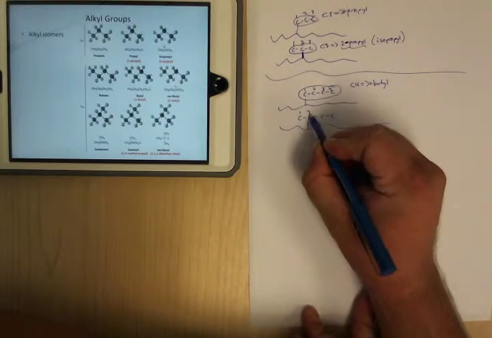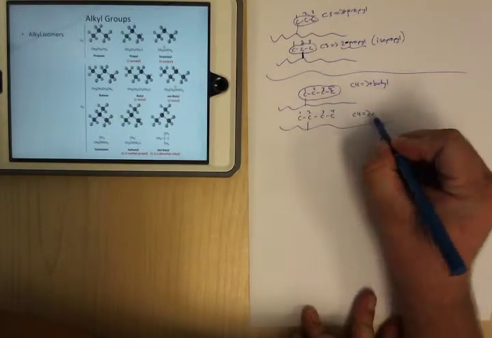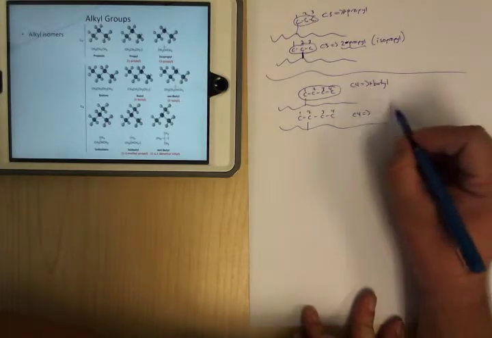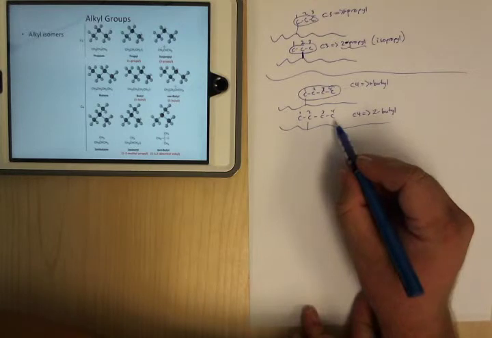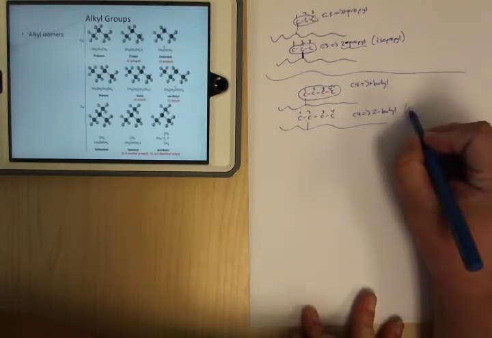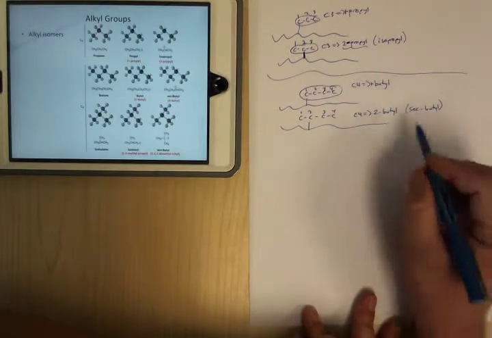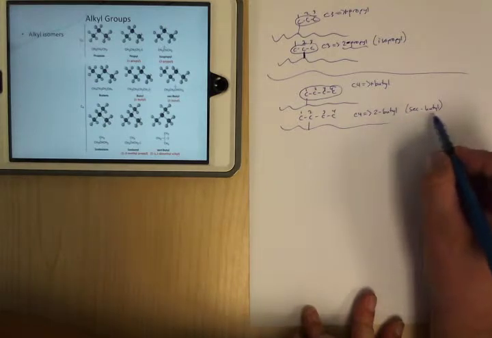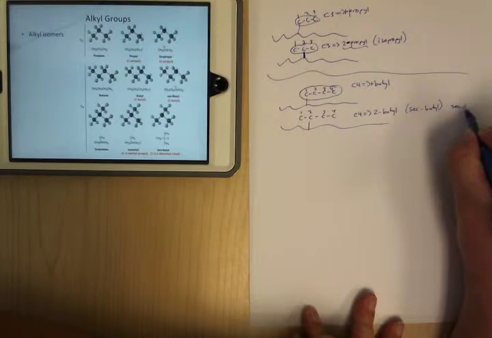So if we connect it at carbon 2, it'd still be butyl, right? But now it's connecting through carbon 2 to the main chain. So now it's 2-butyl. Okay, or sometimes it's called sec-butyl. I don't typically like these names. I like this one here because it's more descriptive. But sometimes you see this sec-butyl or secondary butyl. Sec equals secondary.